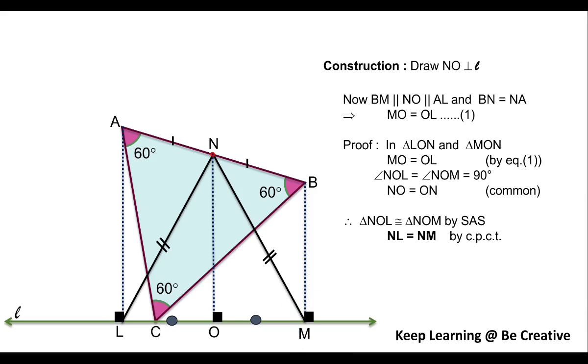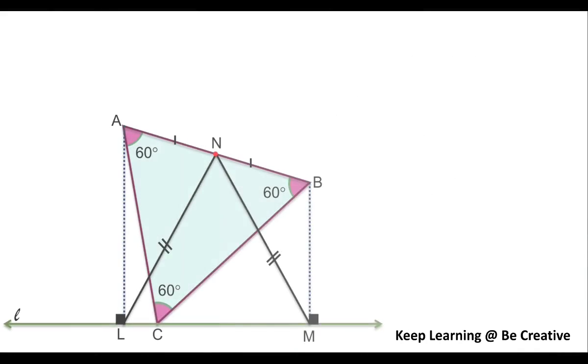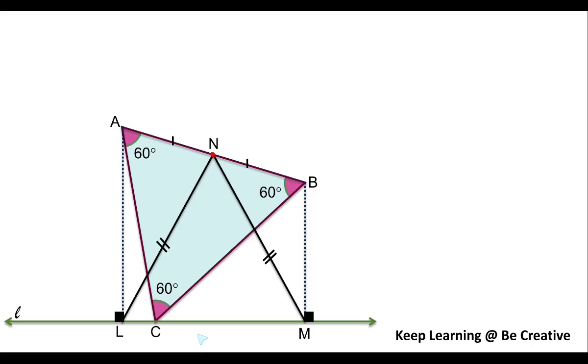So here we have proved half of this question. If we can bring a certain angle equal to 60 degrees, or the third side equal to the side NL or NM, we can prove this triangle is equilateral. Let's see what else we can do.